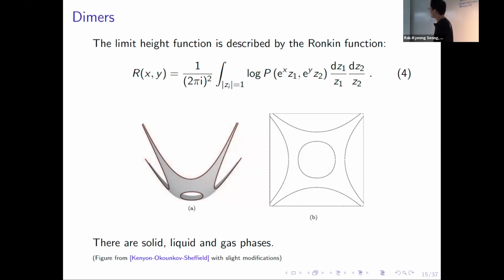So this is an illustration of the Ronkin function, where this gray part is sort of like a curved surface, and in this paper they refer to the gray part as the liquid phase, and there is a what looks like a circle here. They call it the gas phase, and the other parts are called solid phase. Although it's a smooth function, it will have these different phases, and the projection on the plane of this Ronkin function is the amoeba.